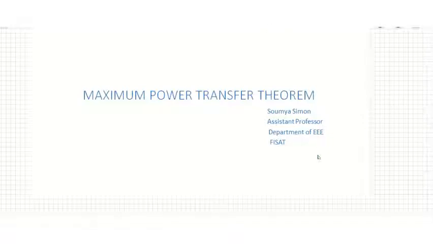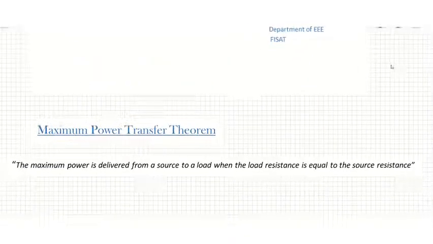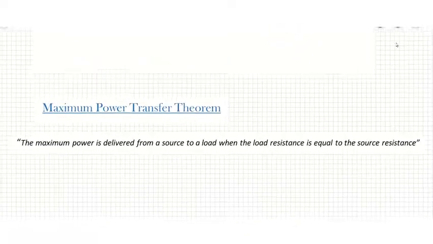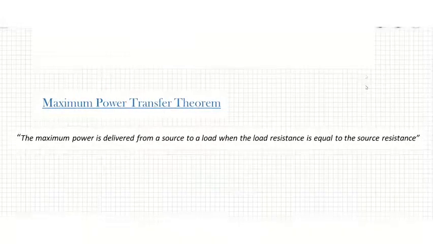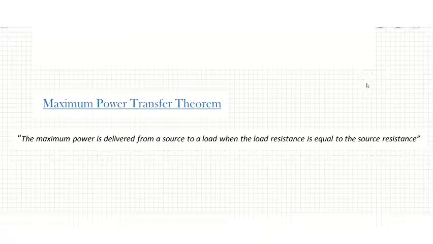Today's session is regarding maximum power transfer theorem. Maximum power transfer theorem. This is the statement. The maximum power is delivered from a source to a load when the load resistance is equal to the source resistance. If we consider an electrical network, in order to transfer the maximum possible power from the source to the load, it should satisfy this condition.